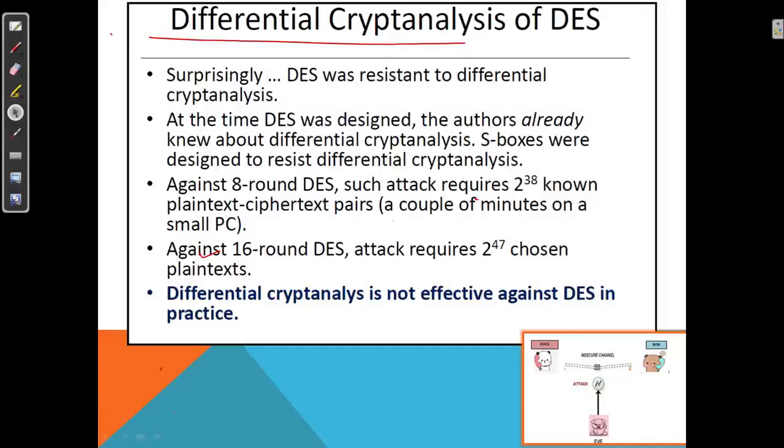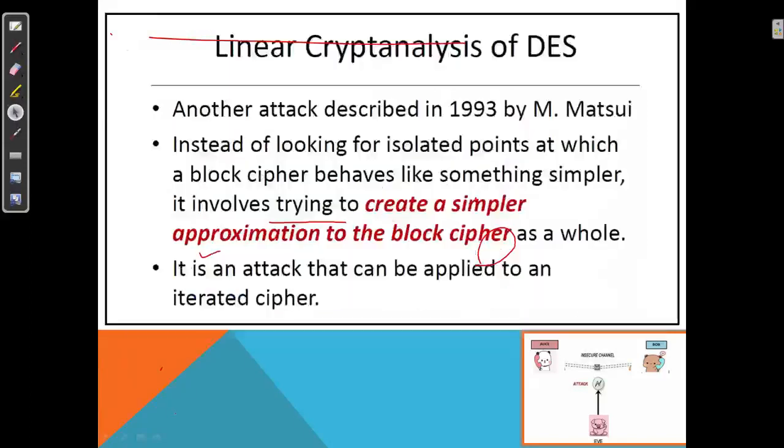Against 8-round DES, such an attack requires 2 raised to the power 38 known plaintext-ciphertext pairs, and takes a couple of minutes on a small PC. Against 16-round DES, the attacker requires 2 raised to the power 47 chosen plaintexts. So differential cryptanalysis is not effective against DES in practice.